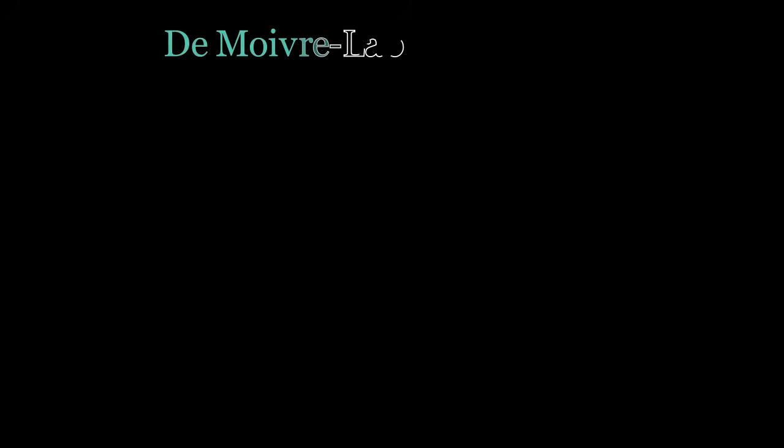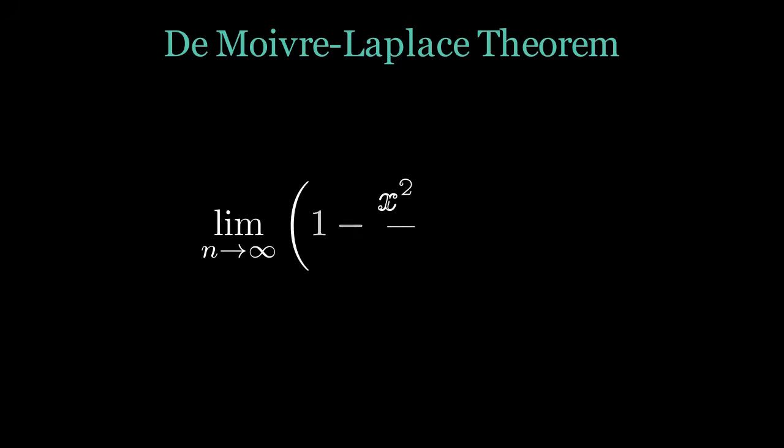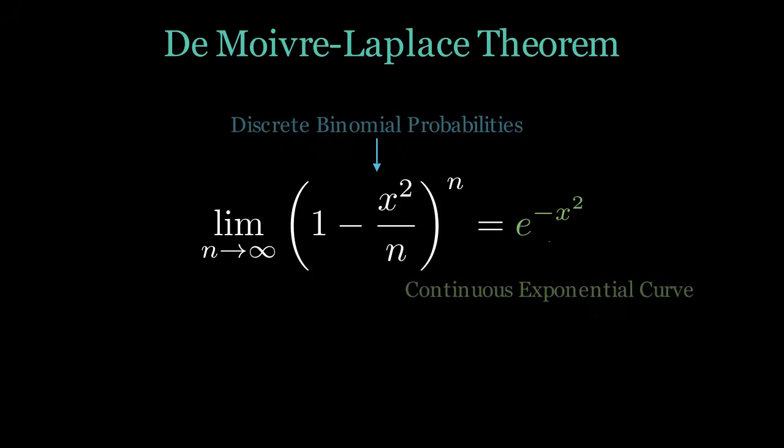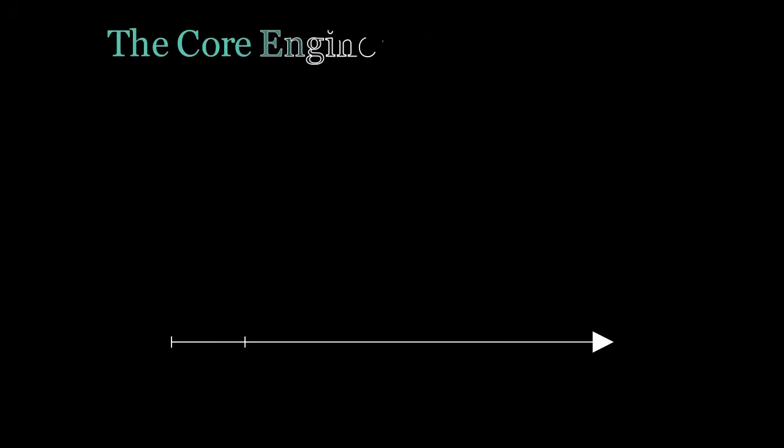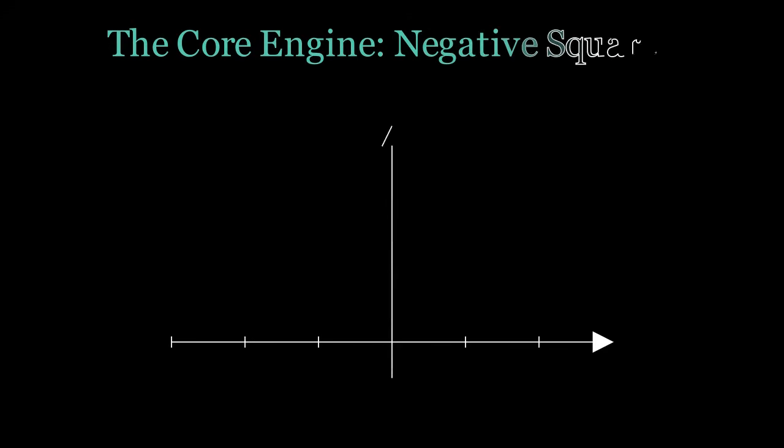The bridge crossing the gap between discrete probability and a continuous curve is exactly where e steps in. In the 18th century, mathematicians Abraham de Moivre and Pierre-Simon Laplace made a groundbreaking discovery, mathematically proving this transition. They showed that as the number of trials in a binomial distribution grows to infinity, the complex factorials and discrete combinations morph into a smooth exponential function. This is known as the de Moivre-Laplace Theorem. Through the magic of limits, the discrete algebraic expression mathematically converges directly into e to the power of negative x squared. Euler's number becomes the literal bridge from the discrete world to the continuous continuum.